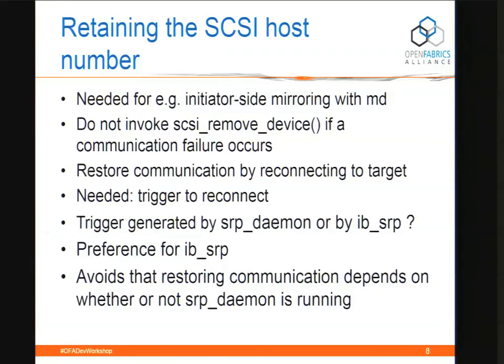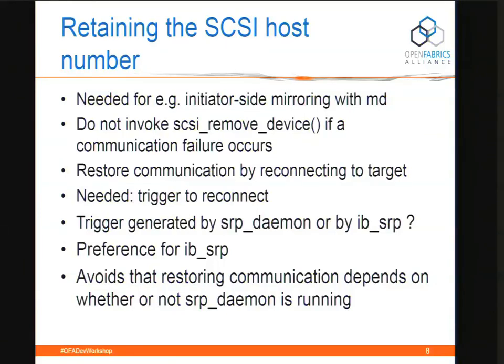So, as mentioned before, in order to support host-side mirroring, it's important not to remove a SCSI host after a path failure. So when a path failure occurs, communication has to be restored one way or another once the path is available again. So some software component has to trigger a reconnect to the target.